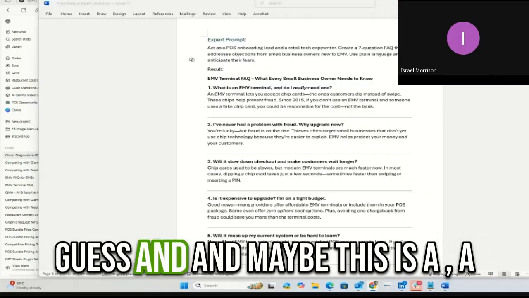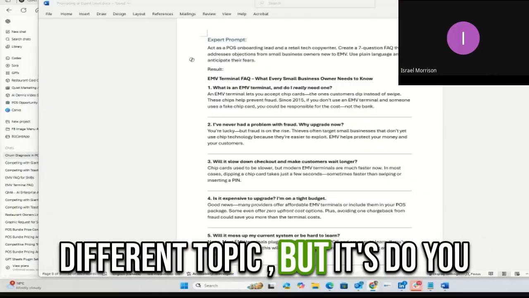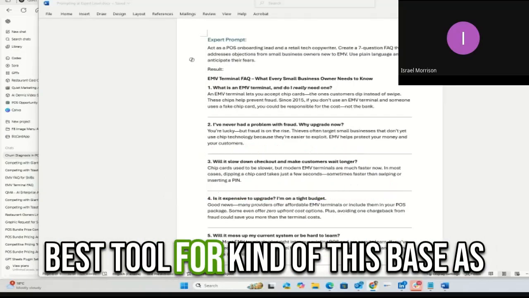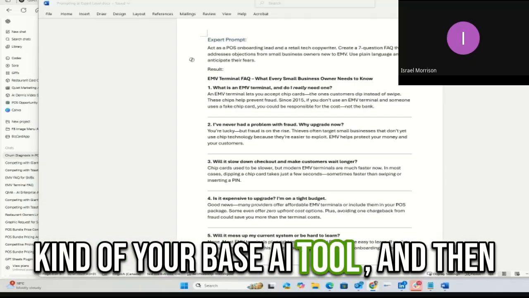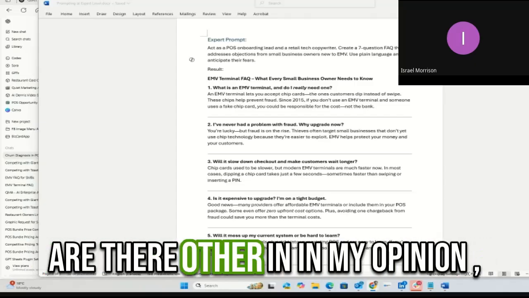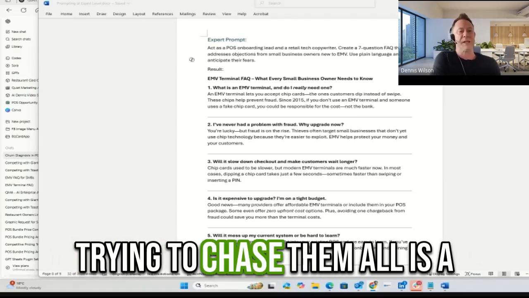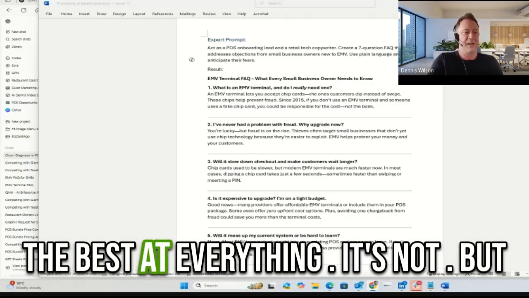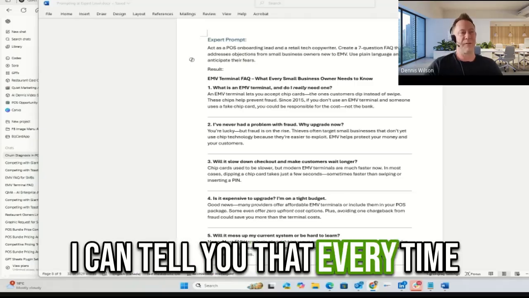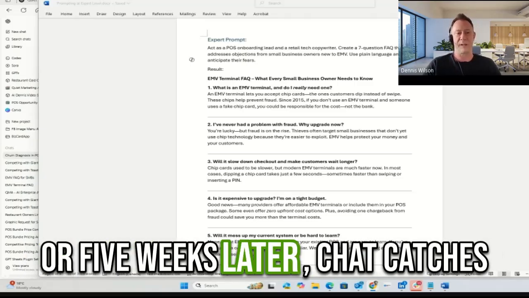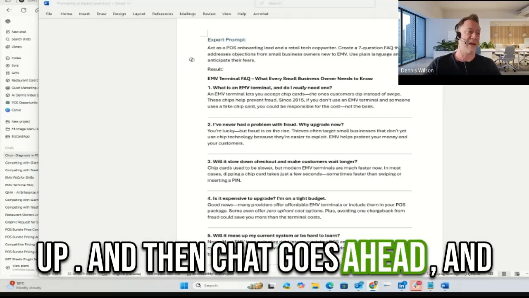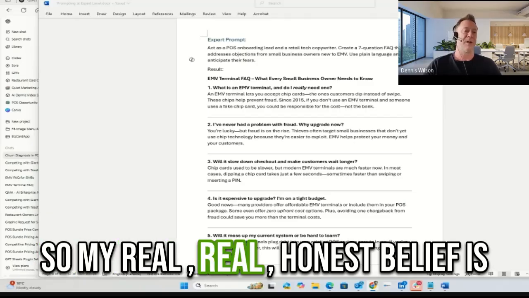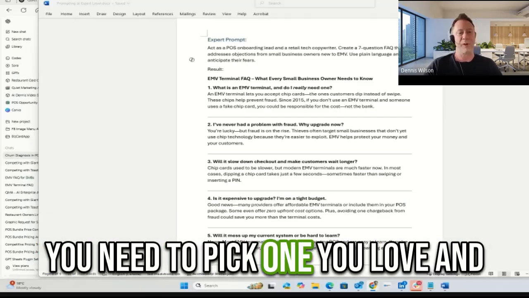Perfect. I guess, and maybe this is a different topic, but is ChatGPT the best tool for kind of this base as your base AI tool, and then there's all these other spin-offs? In my opinion, trying to chase them all is a problem. So I am not going to tell you that at this moment in time, Chat is the best at everything. It's not, but I can tell you that every time someone else is better, 4 weeks or 5 weeks later, Chat catches up, and then Chat goes ahead, and then 4 or 5 weeks later, the other one catches up or goes ahead. So my real honest belief is you need to pick one you love and use it and keep using it.